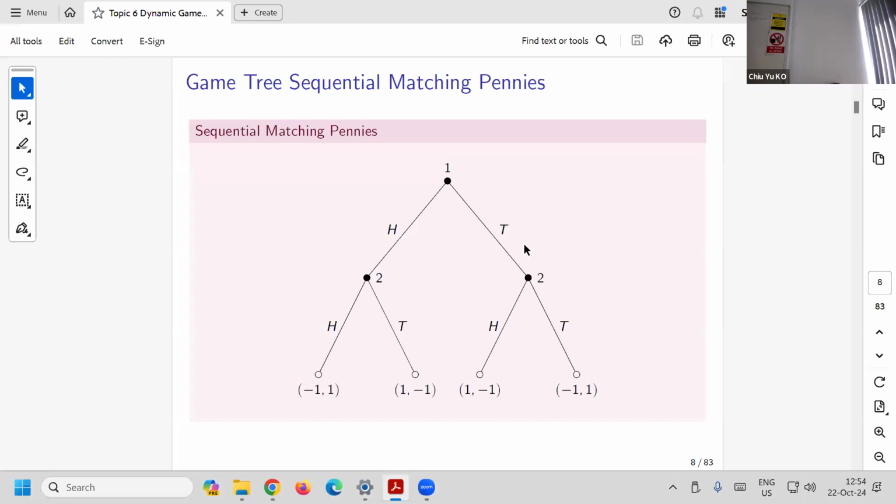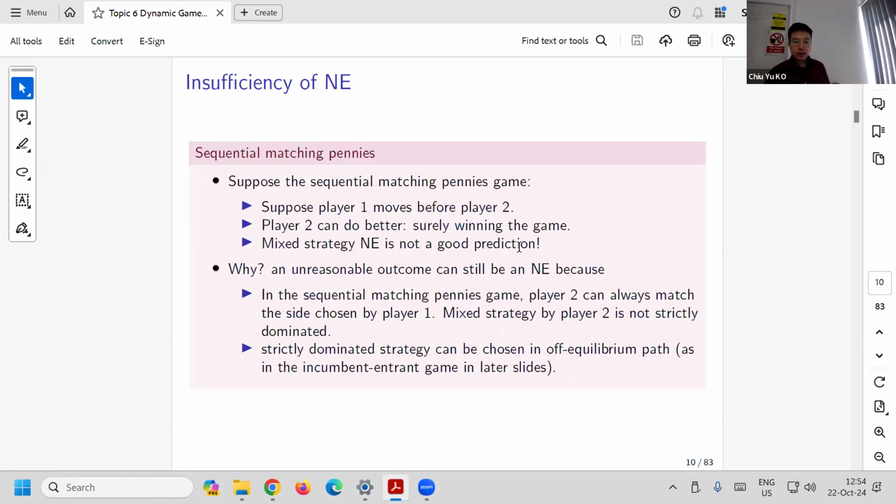So that means mixed strategy is not a prediction, because no one mixes. And also, there will be something that is not good, because later you will see that Nash equilibrium will not be an appropriate solution.